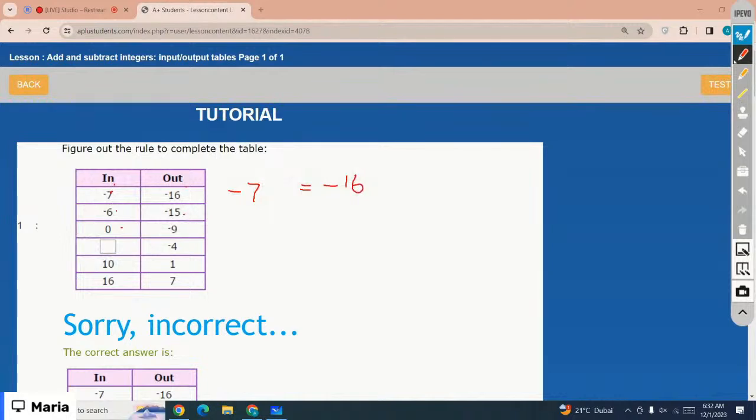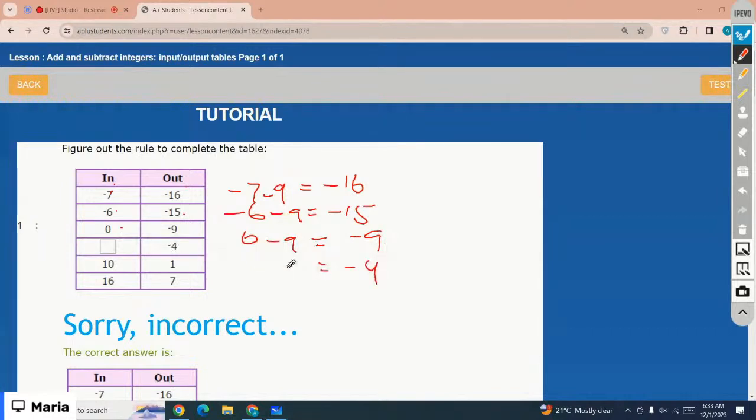What number is added or subtracted from the negative sign? -7. That would be -9 because -9 and -7 makes -16, isn't it? Same for here. And -9 makes -15, right? Then 0 minus 9 makes -9. Here you have a missing number, right? You have -4 here, right?